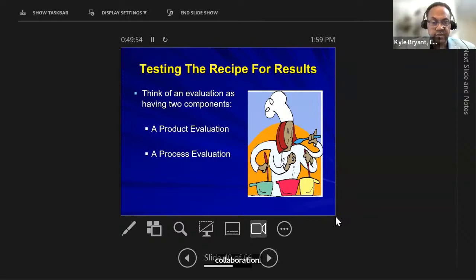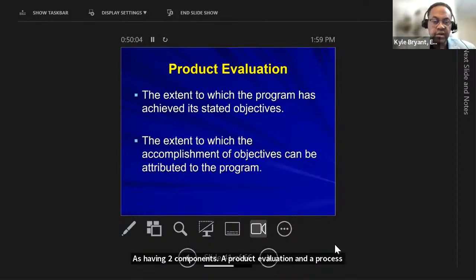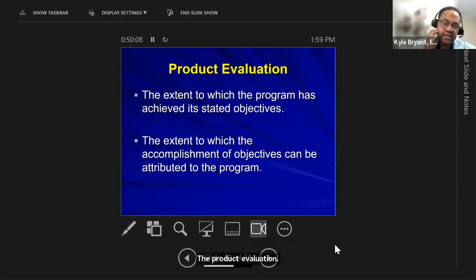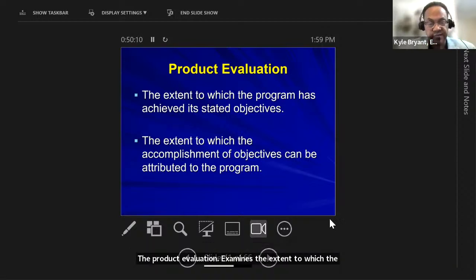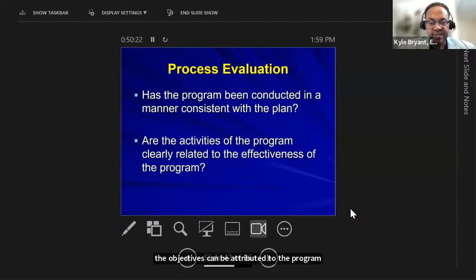Testing the recipe for results. Think of an evaluation as having 2 components: a product evaluation and a process evaluation. The product evaluation examines the extent to which the program has achieved its stated objectives, and the extent to which the accomplishment of the objectives can be attributed to the program. A process evaluation asks, has the program been conducted in a manner consistent with the plan? And are the activities of the program clearly related to the effectiveness of the program?